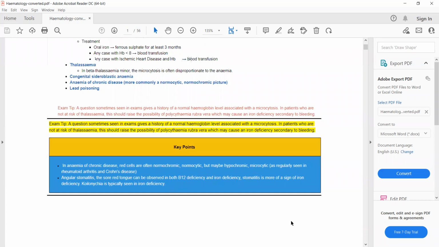This was all about the common cause of microcytic anemia, that was iron deficiency anemia. Remember that in the exam sometimes they will give you a question in which there will be a history of normal hemoglobin level with microcytosis.